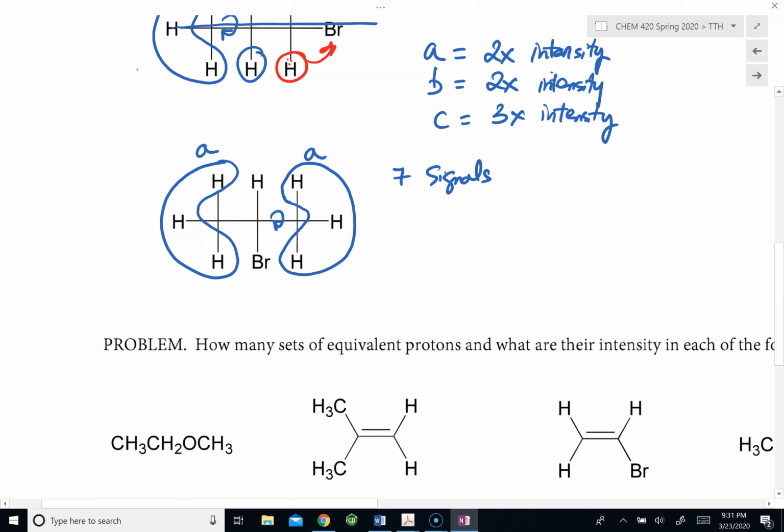And lastly, we would expect to see another distinct signal for this hydrogen in here. And that would be our signal B. So therefore, we would expect to see two signals. There are 7 hydrogens altogether, but 2 distinct signals.